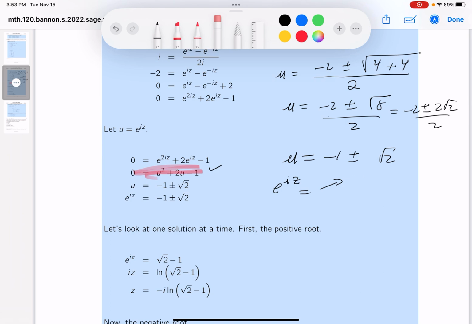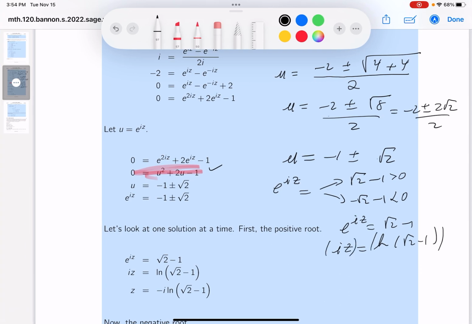One of the answers I get is root 2 minus 1. The other answer I get is minus root 2 minus 1. That's a problem, isn't it? This here is greater than 0, and this one is less than 0. All right, so I'm going to go the easy one first, the positive root. So if e to the iz, the positive root, would be root 2 minus 1, I could use natural logs now. And iz, it's turning into a log problem. The natural log of root 2 minus 1. I would multiply both sides by minus i.